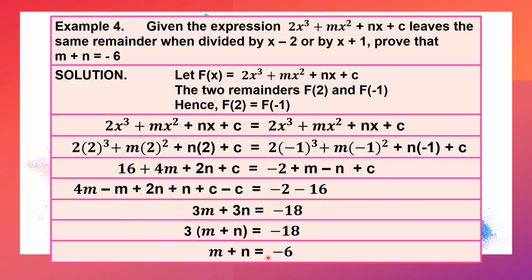So as you can see now, f of 2 equals f of negative 1 becomes m plus n equals negative 6. So, na-prove natin na itong expression na ito, pag dinivide natin siya ng x minus 2 or i-divide natin ng x plus 1, ang makukuha nating sagot ay m plus n equals negative 6. So, m plus n equals negative 6.